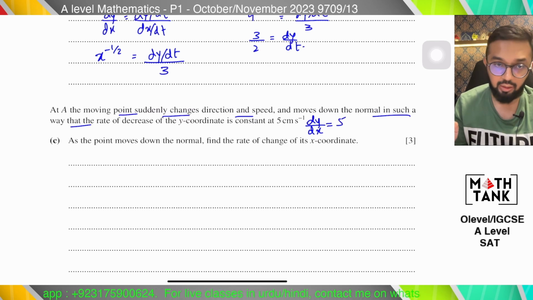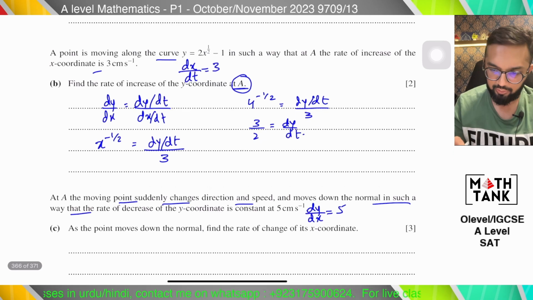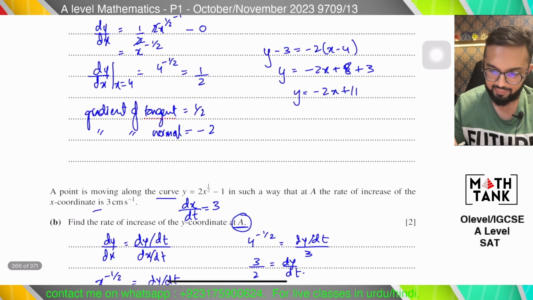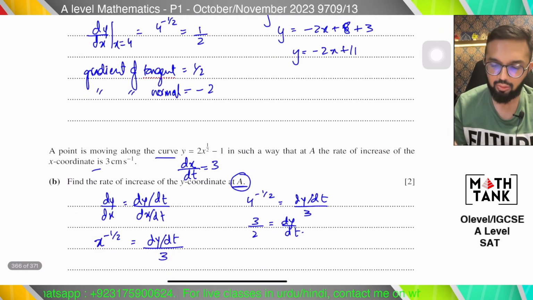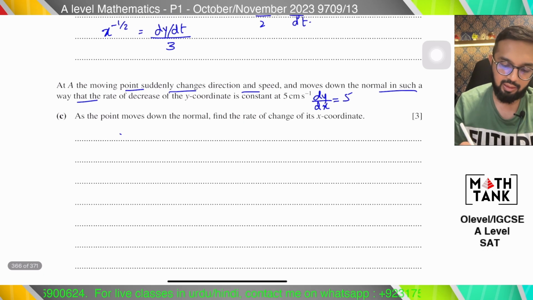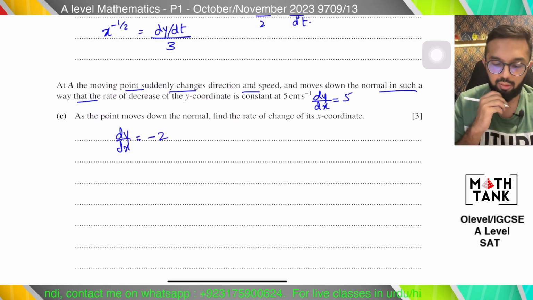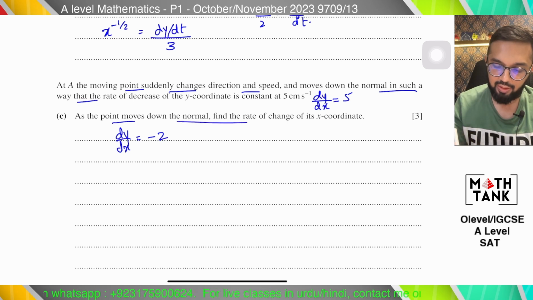5. Now it's moving along the normal. Okay. Now remember that I am now moving along the normal, so my dy by dx should now be the gradient of the normal. Okay, so dy by dx is now the gradient of the normal, which is minus 2. As the point moves down the normal, find the rate of change of its x coordinate.